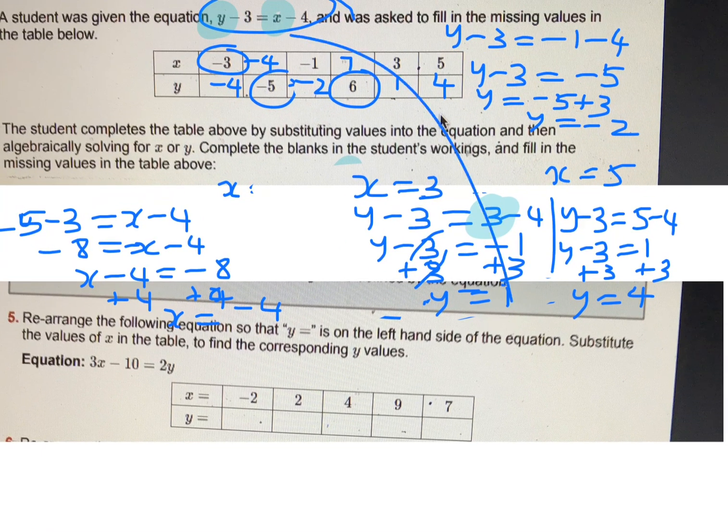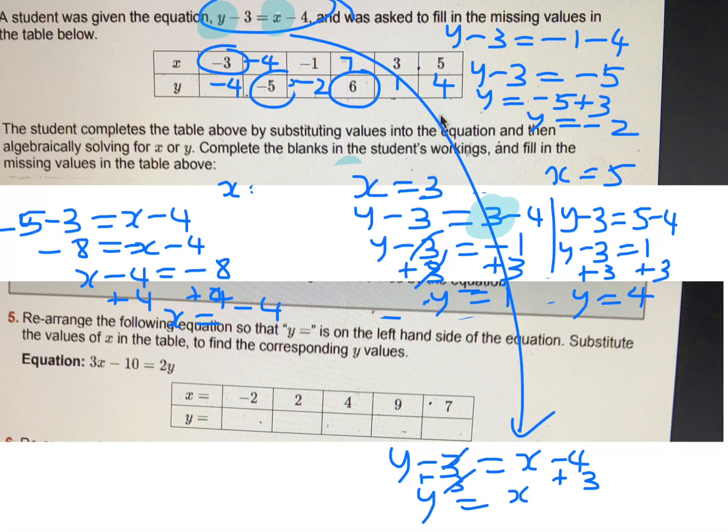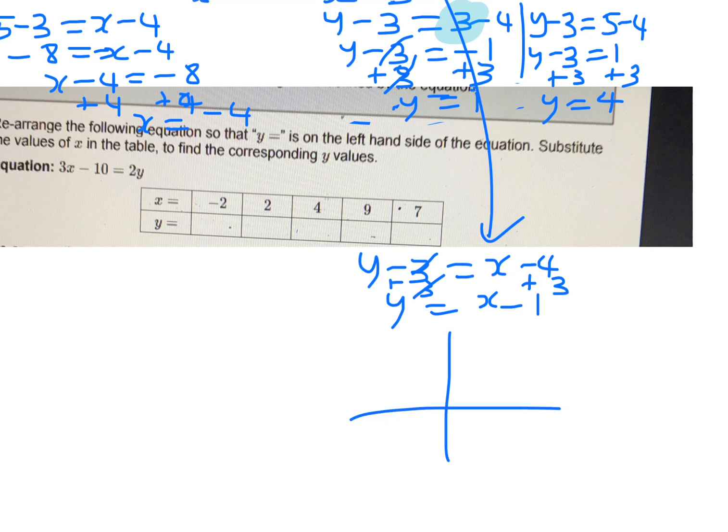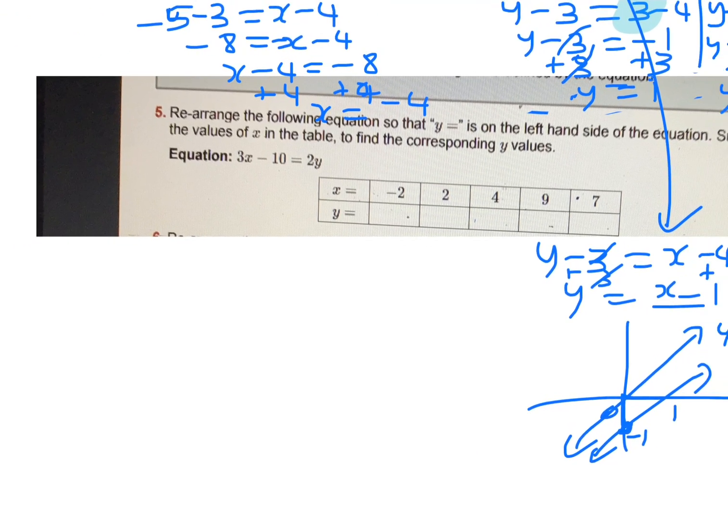Just with this one here too, if you wanted to get that into y equals mx plus b, you would add 3 to both sides, and you get y equals, the 3's go out, minus 4 plus 3 is 1. So that line, y equals x, is like that, so at 45 degrees, and then minus 1 would actually be down here. They have a y-intercept of 1, and the gradient is 1 on 1. Okay.